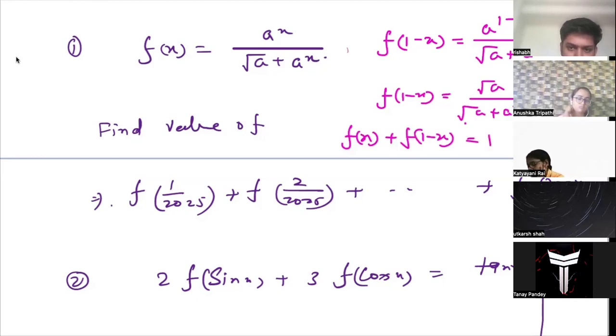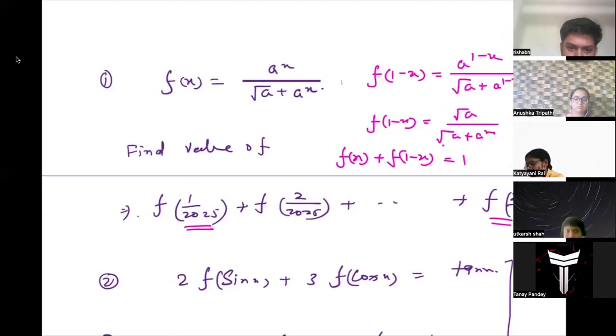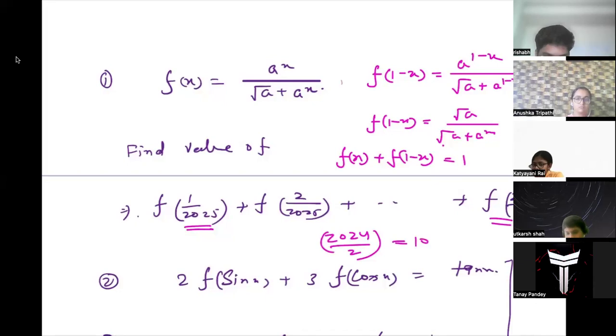A simple one. It means I have to start from 1 and go up to 2024. So how many terms are there? Total number of terms? The total is 2024. Right, 2024. But if you divide this by 2, you get 1012. Right. So I hope, how many of you are getting this?